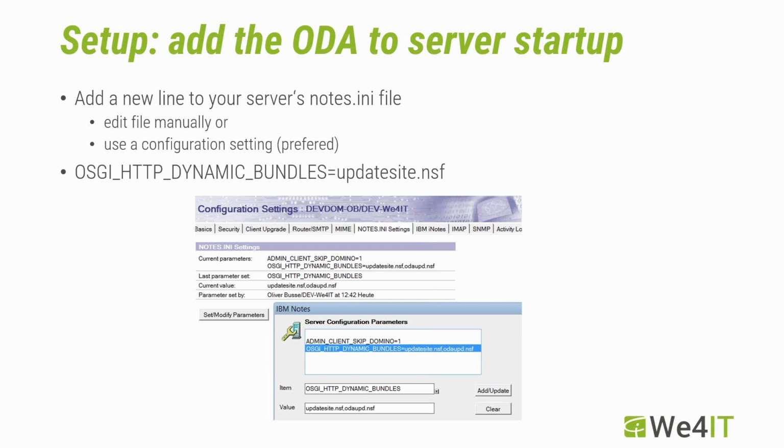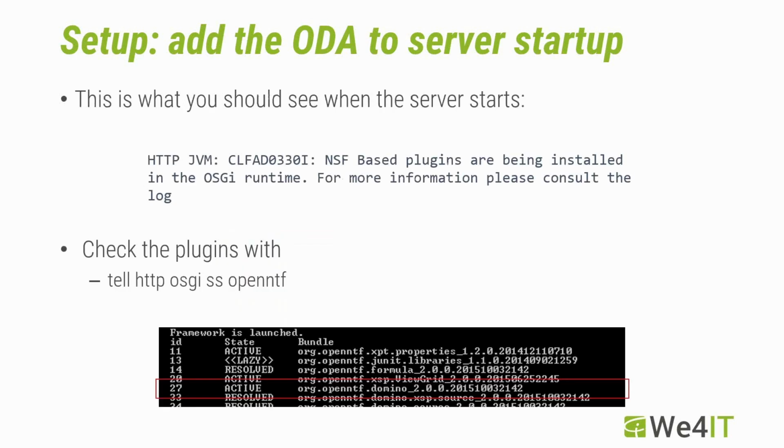In the screenshot below, you can see this setting uses two update site databases. One is called updatesite.nsf and the other one is oda-upd.nsf. So you are able to have several separated update sites. So if you set it up and you restart the server, during the startup of the HTTP server, you should see this message, which just says, okay, I found there are update sites defined and I try to load those plugins into my OSGi runtime. In most cases it will succeed.